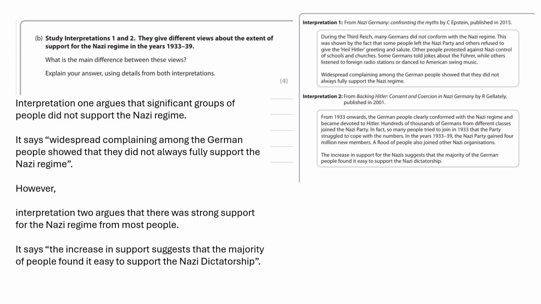If you don't put the quotes in, you only get 2 out of 4, which is a shame because you would have done the hard thinking anyway. So make sure tomorrow that you put your quotes in to get those extra 2 marks.